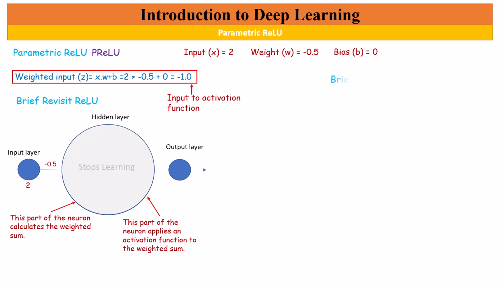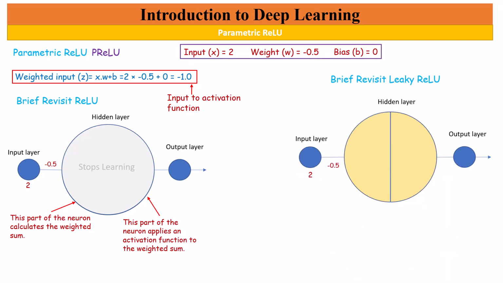For Leaky ReLU, we'll use the same values for input, weight, and bias and the same neural network. The weighted sum remains the same as in the ReLU example. To prevent a neuron from becoming inactive, Leaky ReLU doesn't set negative values to 0. Instead, it multiplies negative inputs by a small constant, typically 0.01, known as the alpha symbol.